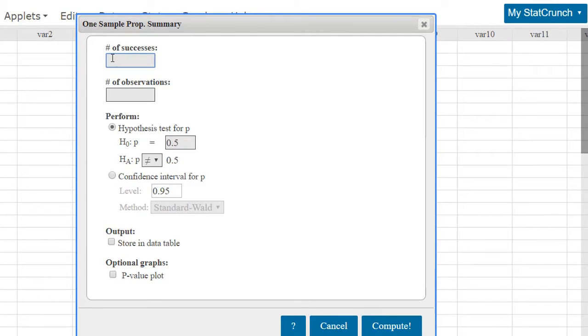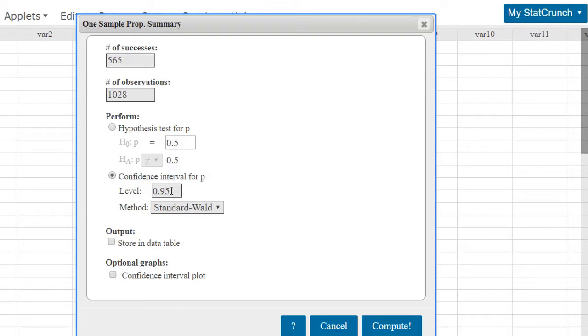So when I select that, what I have to enter is the number of successes. So that is the number of individuals with the characteristic that we're talking about. In this case, that's 565. I enter in the number of observations. So that's the sample size, 1,028. Now on this window, I have a couple of bullets here. We have hypothesis test and we have confidence interval for P. In this case, we're dealing with a confidence interval, so I'm going to select that option. I'm putting a bullet there. And then I have to enter my level of confidence.